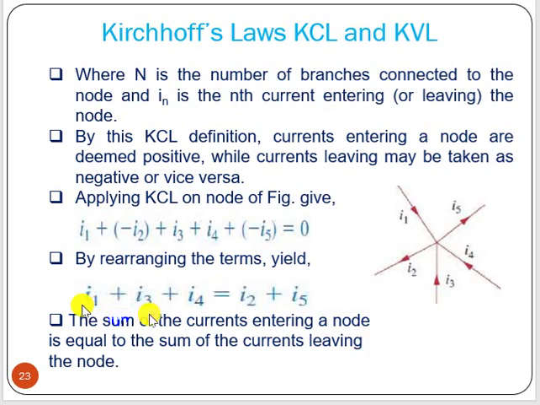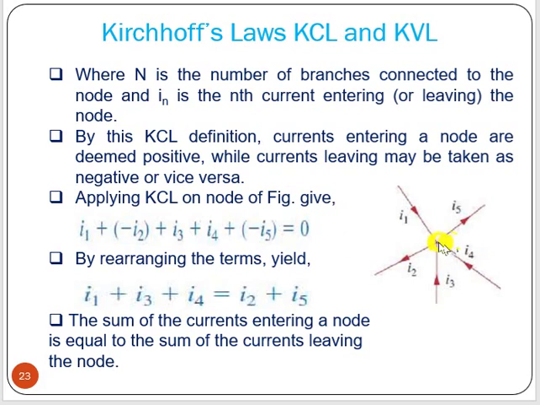Or we can write sum of entering current equal to sum of leaving current. So entering is I1, I3, I4. So I1 plus I3 plus I4, entering current, equal to what? Leaving current, I2 plus I5. Now if you take I2 and I5 to the left hand side, that becomes minus, and on the right it will be 0. So it becomes I1 minus I2 plus I3 plus I4 minus I5 equal to 0. So it gives the previous expression.